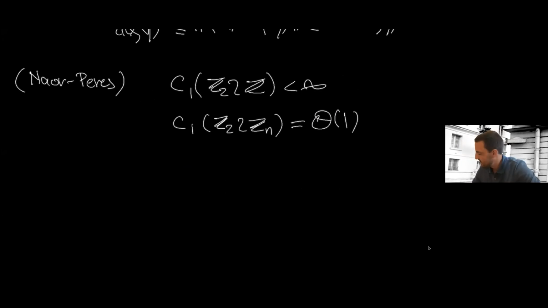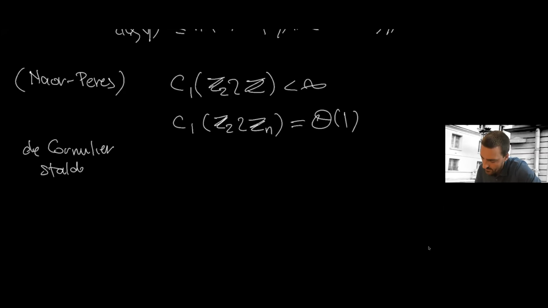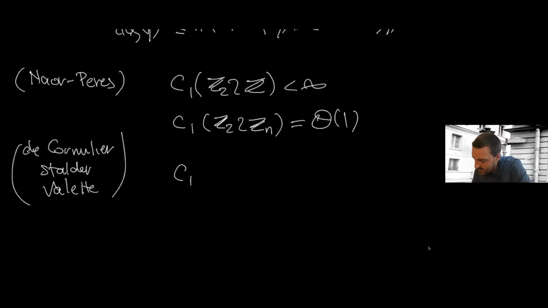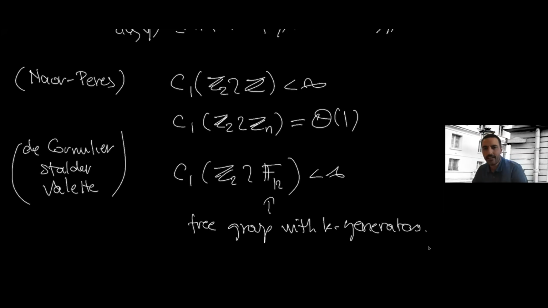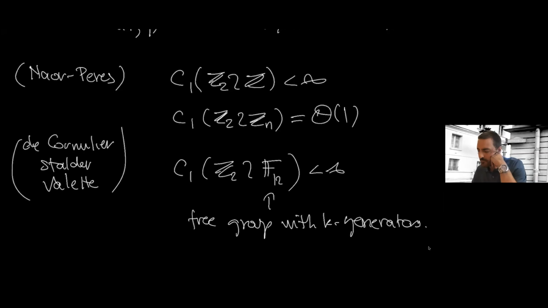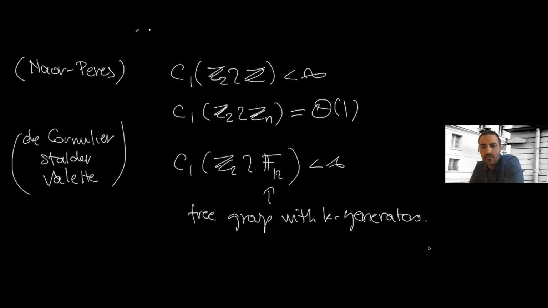And so there is another result of Cornulier, Stalder, and Valette, which says that if you look at the L1 distortion of the Lamplighter group over a free group, so this is the free group with K generators, where K is fixed, well, you can embed by Lipschitz this Lamplighter group into L1.